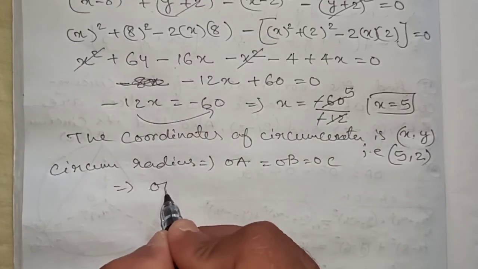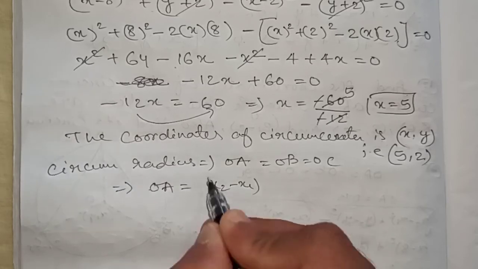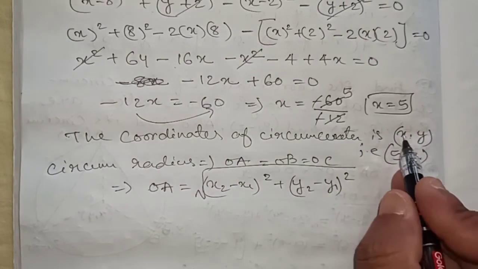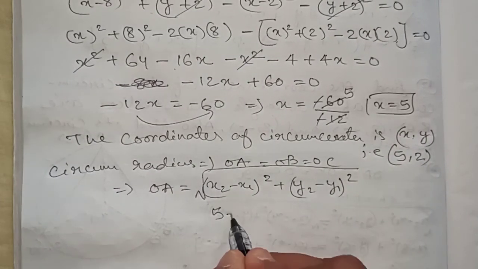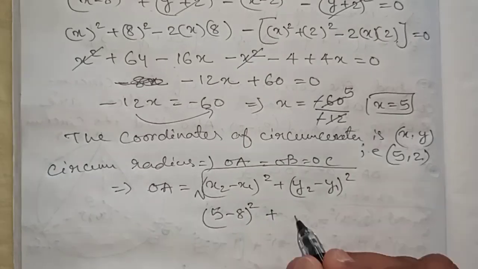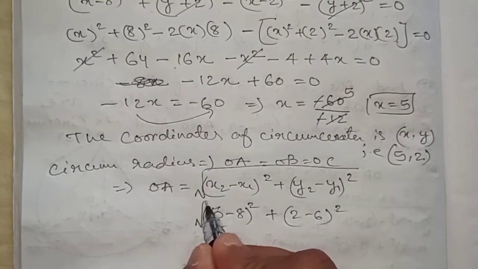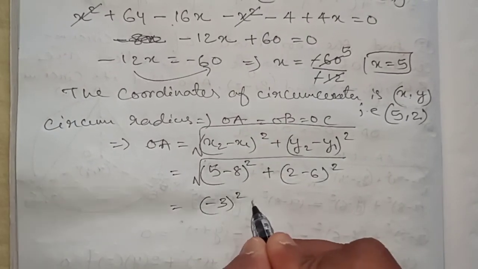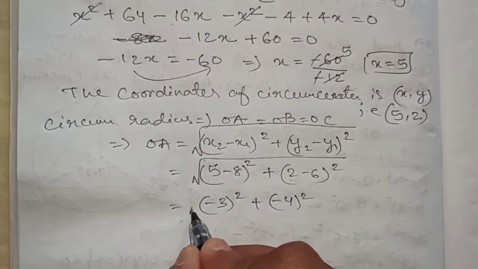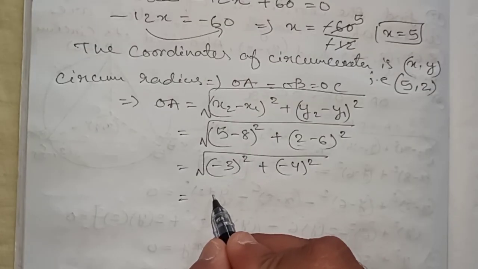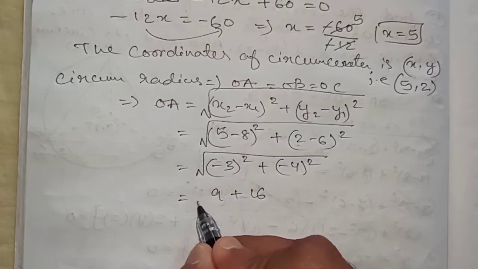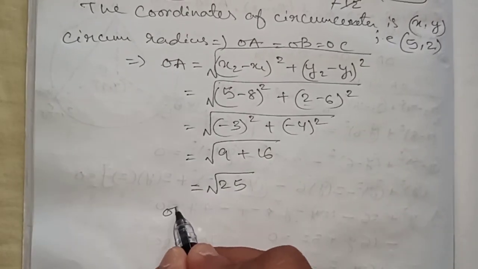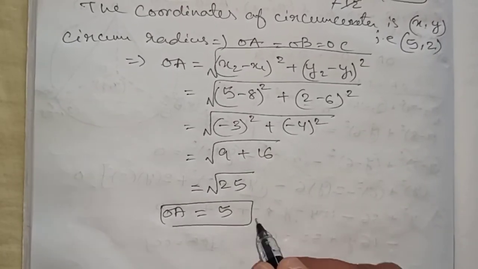So we will find out the distance of OA. Square root of (x2 minus x1) whole square plus (y2 minus y1) whole square. In place of x, y you use 5 and 2. Square root of (5 minus 8) whole square plus (2 minus 6) whole square equals to 5 minus 8 is minus 3 square, 2 minus 6 is minus 4 square, square root equals to, minus is plus, so 3 3s are 9, minus minus plus 16, square root, 9 plus 16 is 25, square root. So the value of OA is 5 units.